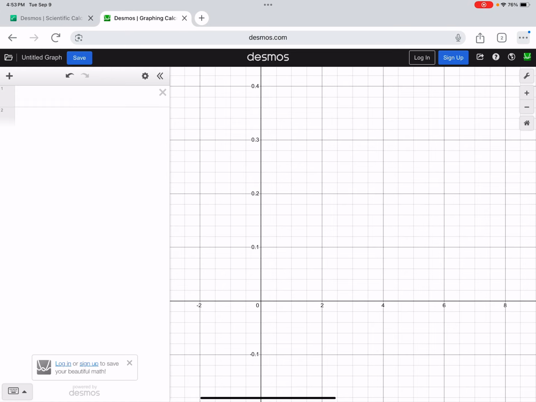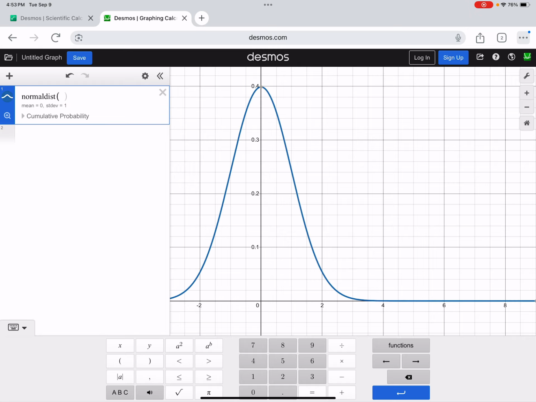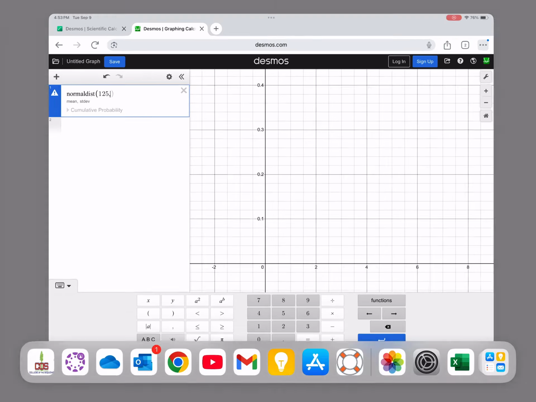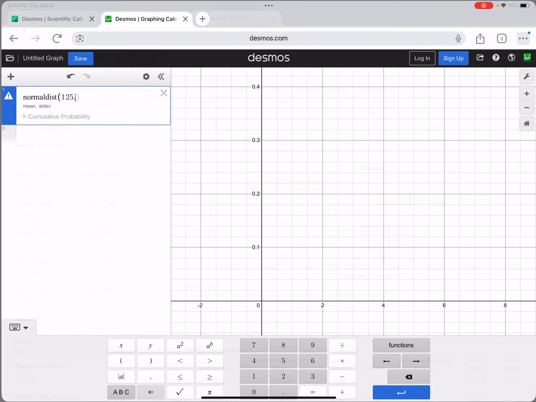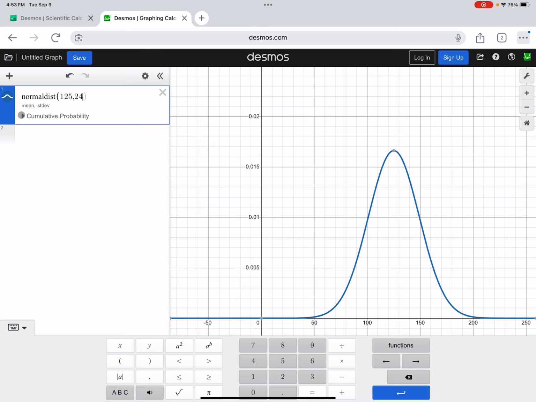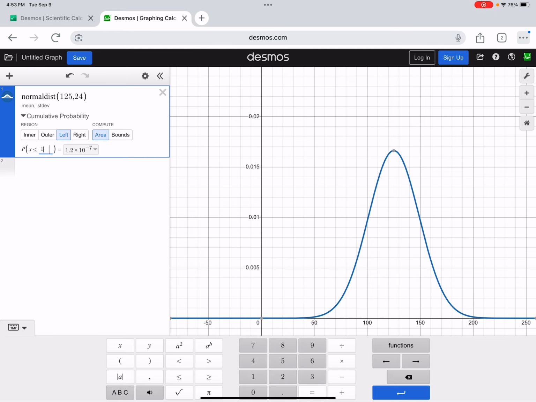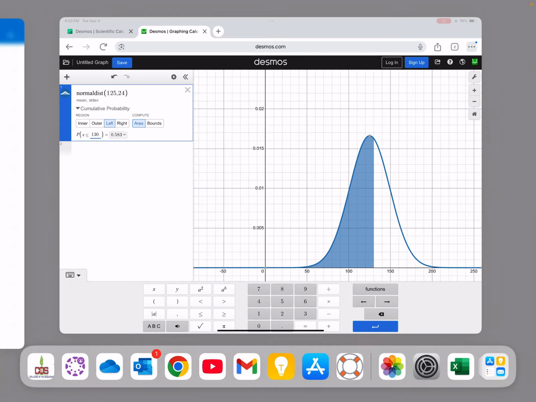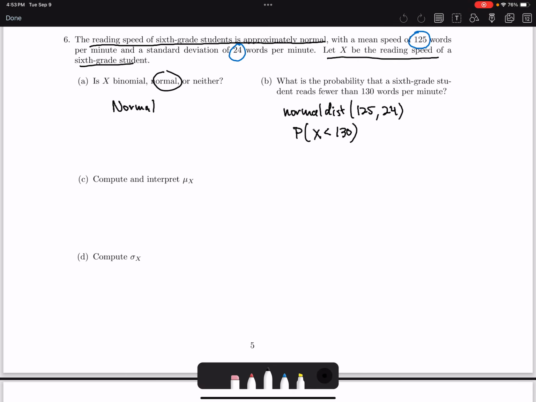So we want a normal distribution with a mean of 125 and a standard deviation of, I don't remember, 24. Okay. Let's zoom in on that. And we're looking for the probability x is less than 130. So that comes out to 0.583. There's a 58.3% chance, right?